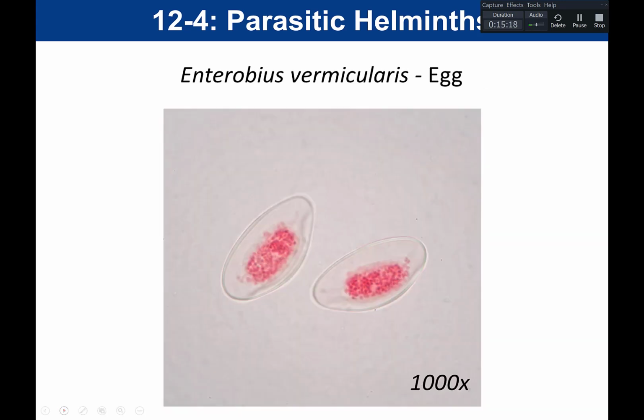The other specimen that you need to know is the egg. Again, the egg is going to have one flat side. So this other edge is rounded, whereas this one edge is flat. And you can see that on both of these eggs that are viewed with 1000x total magnification. This is what the eggs will look like. You're looking for something kind of oval shaped, but with one flat side. And so that's for Enterobius. You need to know the egg, and you need to know the adult female.